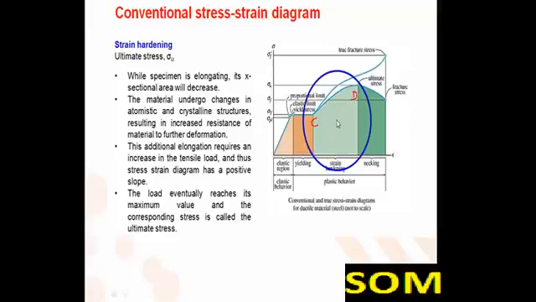After the large strain that occurs during the region BC, the steel begins to strain harden. During strain hardening, the material undergoes changes in atomic and crystalline structure, resulting in increased resistance of the material to further deformation. Thus, additional elongation requires an increase in the tensile load, and the stress strain diagram has a positive slope from C to D. The load eventually reaches its maximum value, known as the ultimate stress.